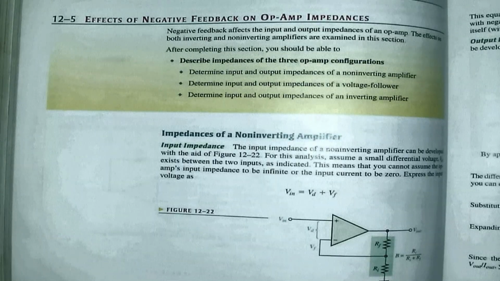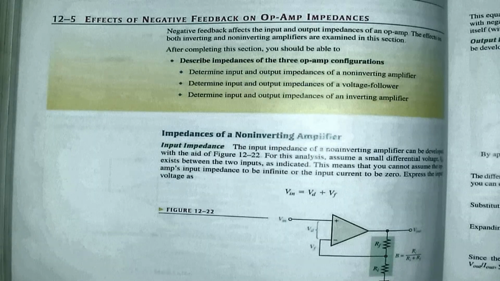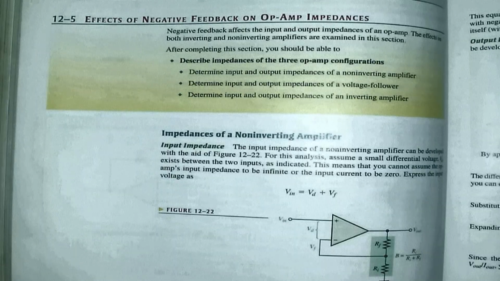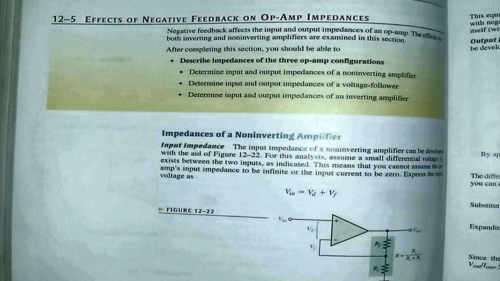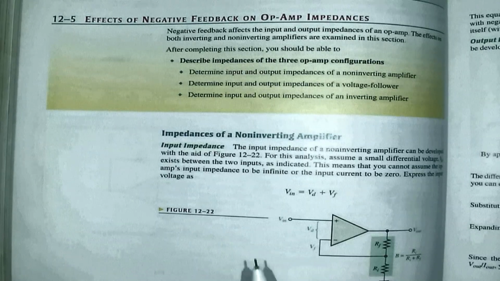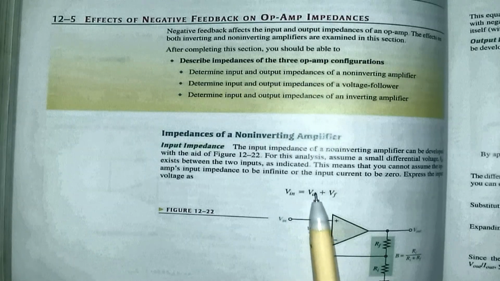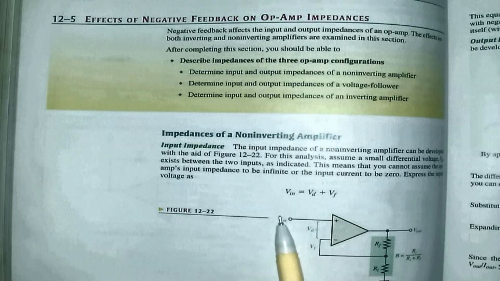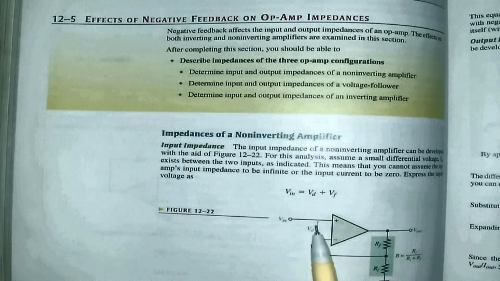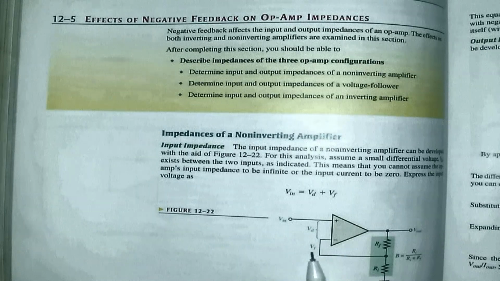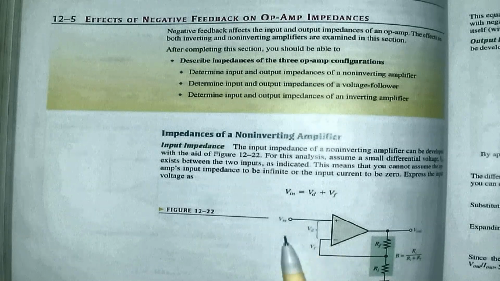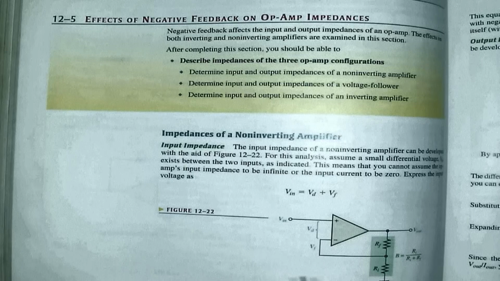Now, the first one, we're going to look at the input impedance of a non-inverting amplifier. And we will have a look at what is going to happen to the input impedance of that circuit. Now, in the circuit, I can state that Vin is equal to Vd, my differential voltage, plus my feedback voltage. There's my input voltage, there's my differential voltage, and there's my feedback voltage. That means the input voltage will be the total of those two voltages added together.